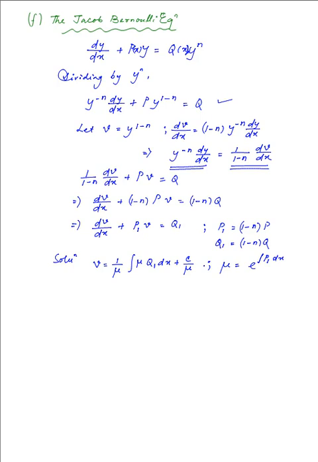Having known the value of v, we can determine the value of y, because y is equal to v to the power 1 by n minus 1. So finally we have y equal to v from this equation. Where was it we had considered? Yeah, this one. So from this we have y equal to v to the power 1 by 1 minus n. So all of this becomes pretty simple when we are converting the non-linear equation to a linear one.